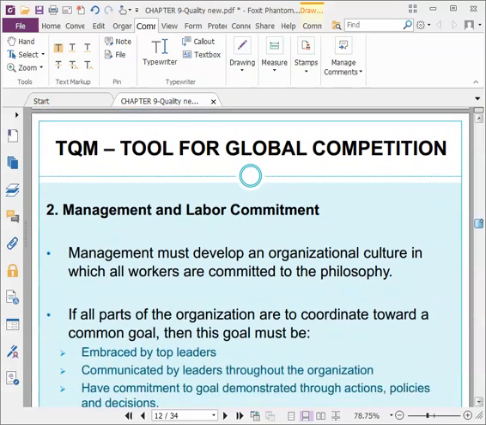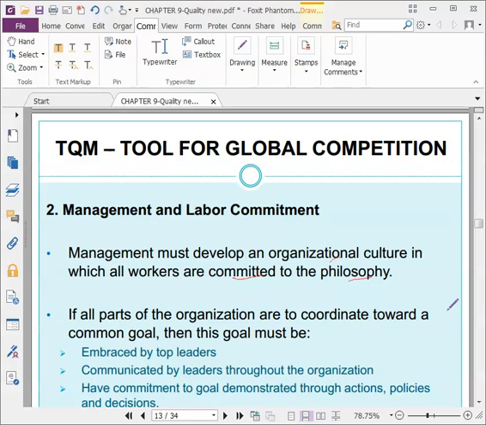Next, management and labor commitment. Management must develop an organizational culture in which all workers are committed to the philosophy. Philosophy means objective, or vision and mission, the same thing. So every management should have its own philosophy. The management needs to create an atmosphere or culture where every worker is committed to their work.